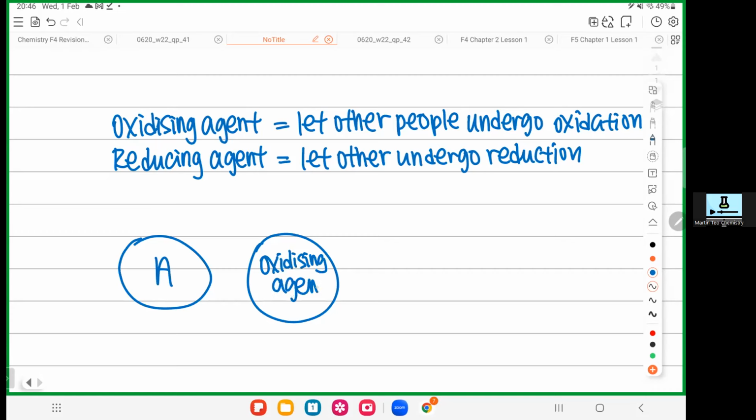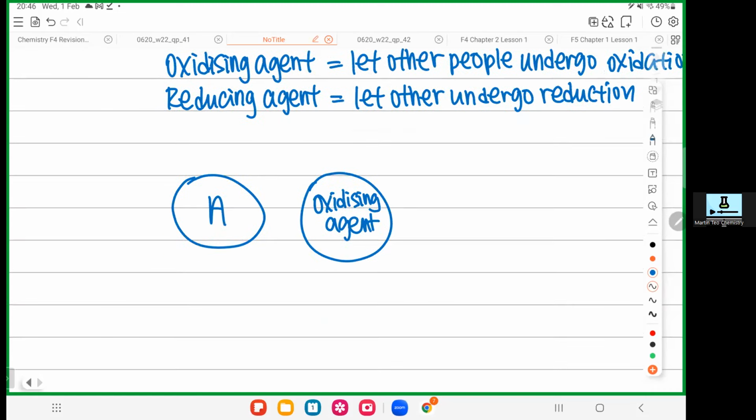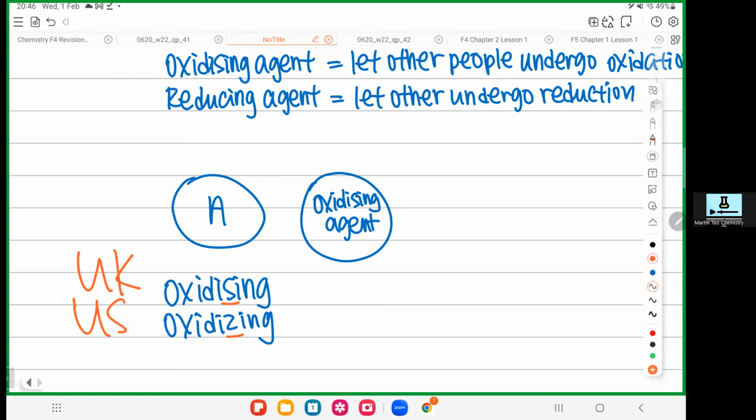Okay, some people say, Mr. Martin, why sometimes in the books I saw they write oxidizing agent, some they write oxidising agent. The S and the Z, it doesn't matter. This has nothing to do with chemistry. This has something to do with English. Whether you are learning the UK English or you're doing the US America English, it's okay, both are acceptable. It's just English only. No matter you write S or Z, both are okay.